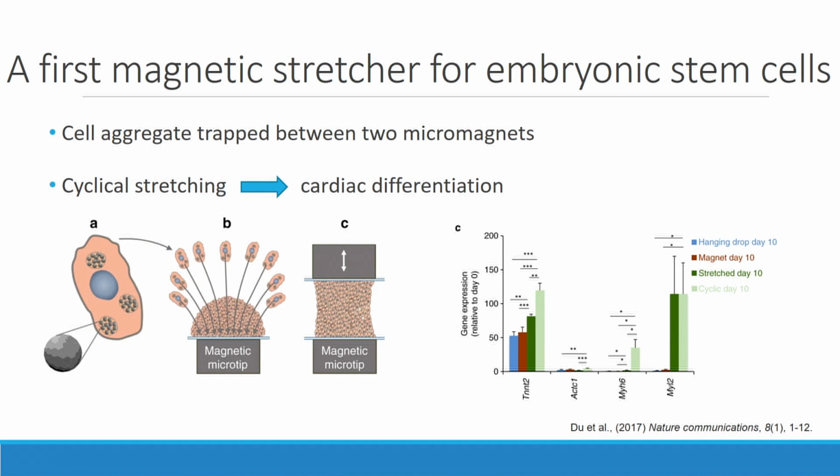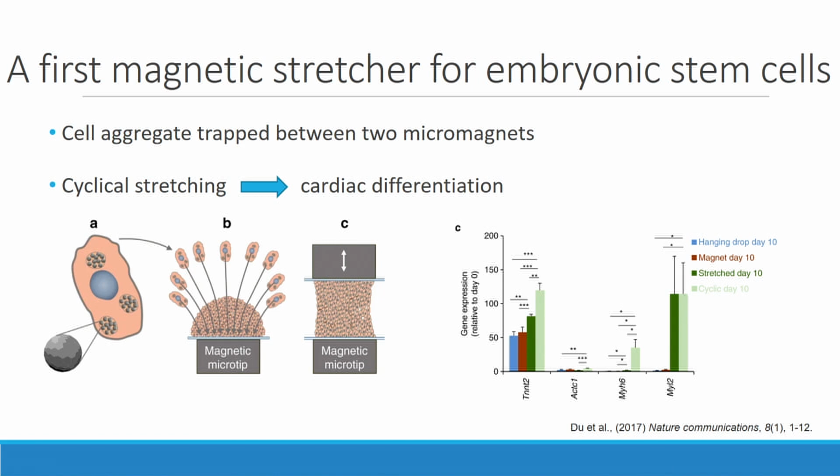And as these cells could be aggregated between two magnetic microtips, they could be compacted or stretched. And cyclical stretching would induce cardiac differentiation in these cells. And so our idea was that we could adapt the system to skeletal muscle tissue.